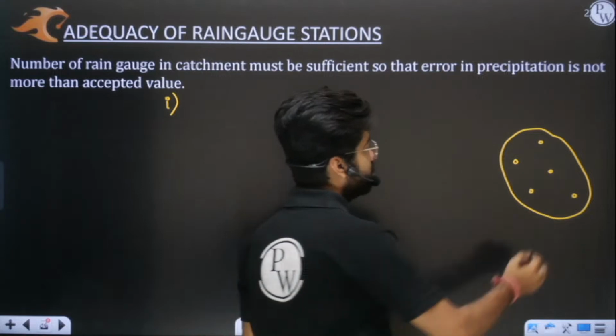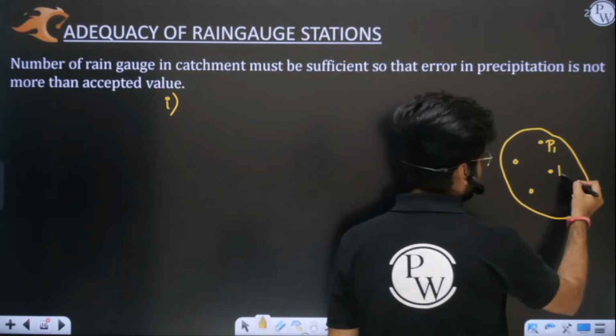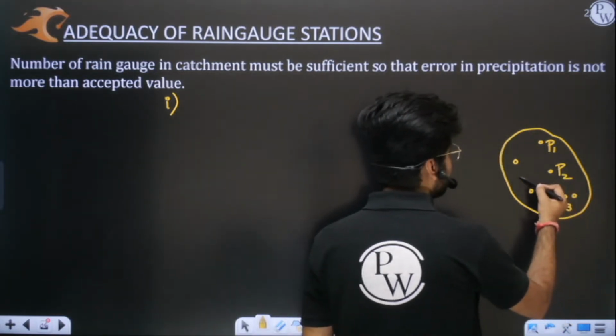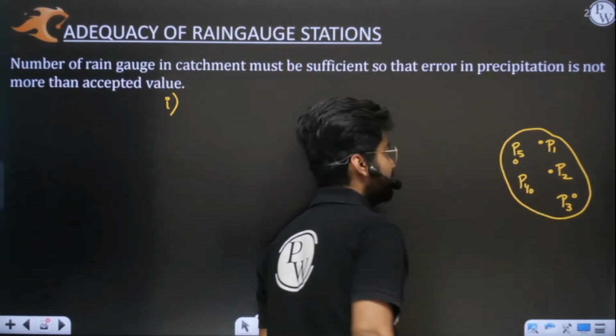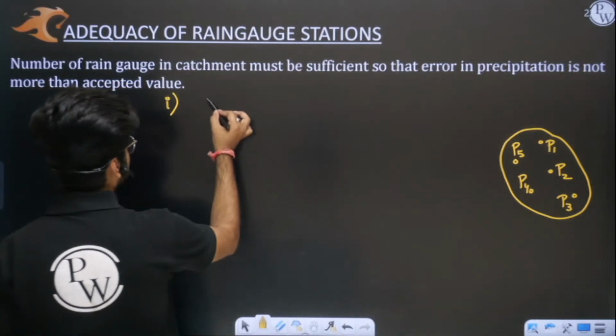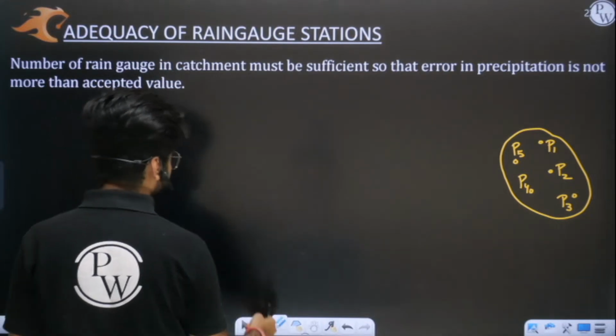Now the very first station is having a rainfall of P1. The second one is having a rainfall of P2. The third one has P3. Similarly, the fourth one has P4, and so on, we have P5. The very first step is that we will take the mean precipitation.